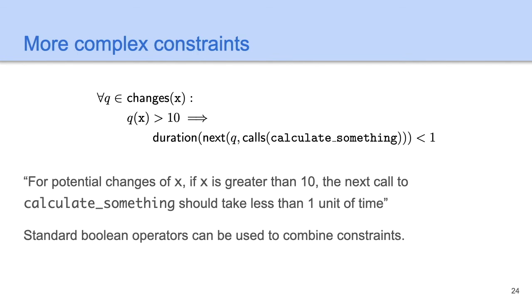For example, in this case we have one quantifier, but then the innermost quantifier-free part of the formula takes advantage of the standard Boolean connectives that CFTL supports. For example, in this case we say that for potential changes of x, if x is greater than 10, so on the left-hand side of the implication, then the next call to the function calculate something should take less than 1 unit of time. As you see on the right-hand side of the implication, we have the duration operator, but then inside the duration operator we introduce a new feature of CFTL, which is the next operator. And this takes a concrete state or a transition, so in this case the concrete state held by the variable q, and then searches forward in time for the next concrete state or transition that satisfies the predicate given.